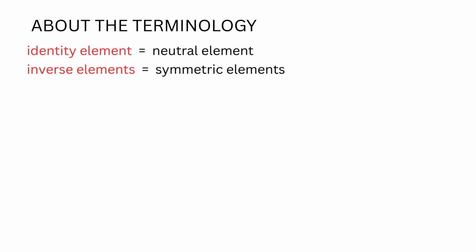Now here are some comments on the terminology. Another name used for the neutral element is identity element. Another name used for the symmetric elements is inverse elements. Abstract algebra is guided by our experience with the real numbers. Hence, mathematicians tend to classify the operations as additive or multiplicative.